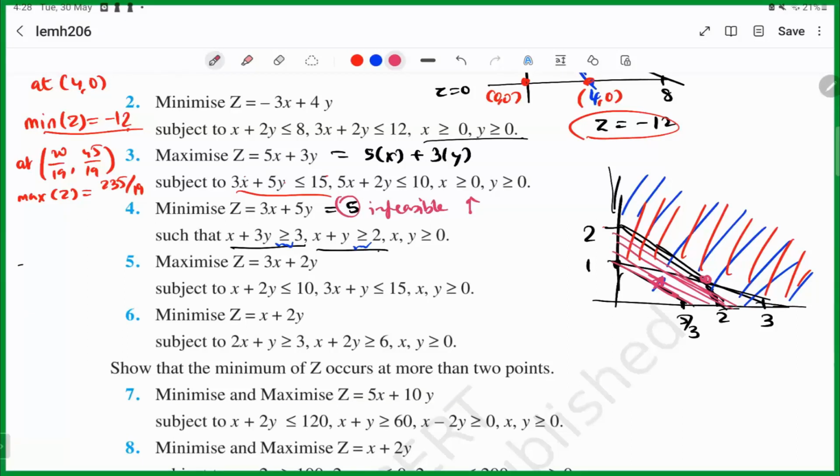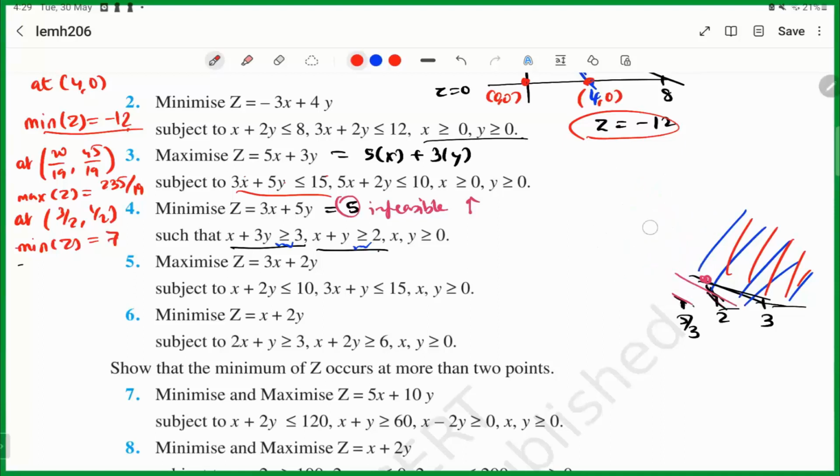But then what is the minimum point? We need to solve for these two equations again. That is the painful part. But here we are: x plus 3y is equal to 3, x plus y is equal to 2. We can subtract them to give you 2y is equal to 1, y is equal to half, or x is equal to 3 by 2. So therefore, at (3 by 2, half), minimum of z is 3 into 3 by 2, 9 by 2, plus 5 by 2, 14 by 2, which is 7.